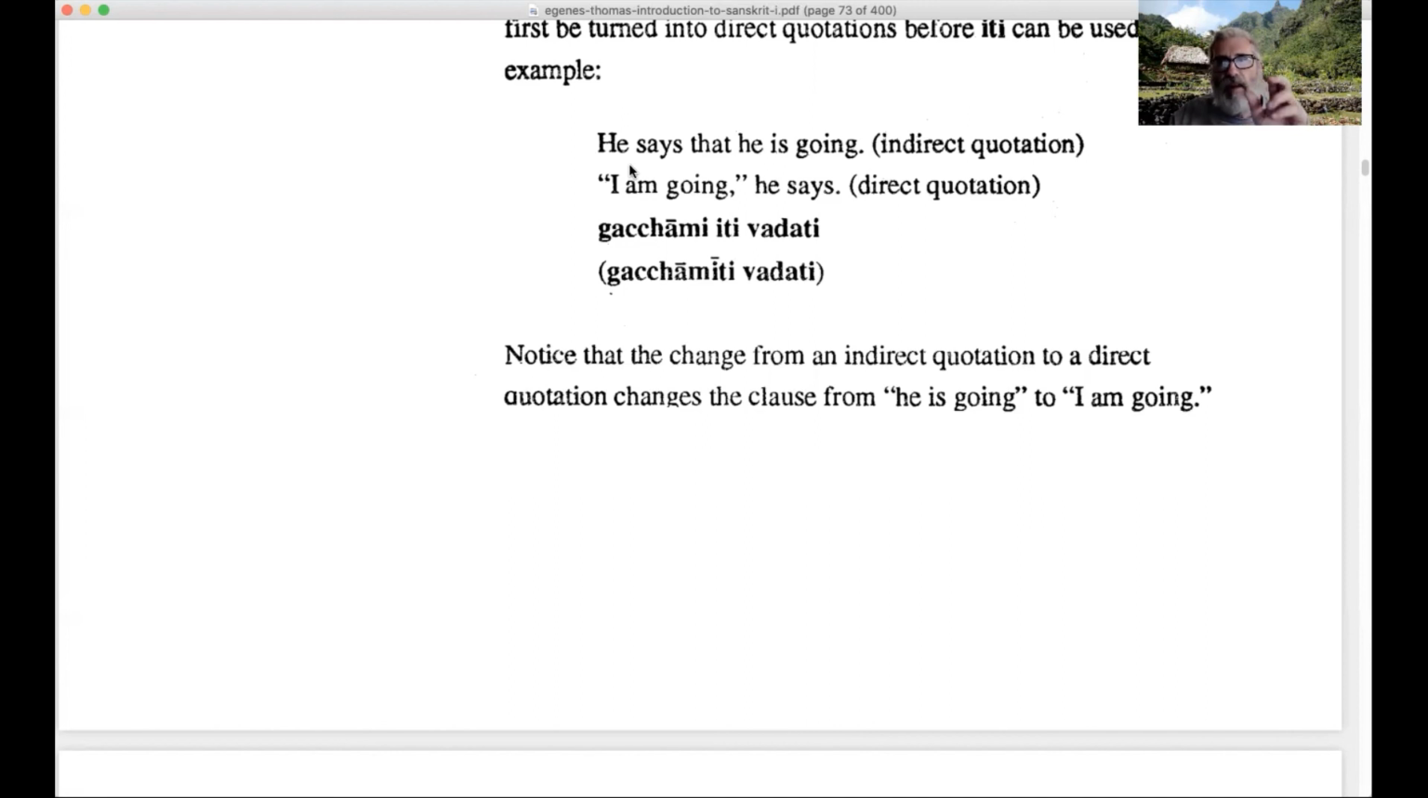We should be very careful when we parse these things, because we have to change them before we add the ending, in order to know which ending to add, either the third person or the first person, to the Sanskrit verb. We have to first of all change from indirect to direct quotation. So when we see he says that he is going, we have to first change it to, he says, I am going. He says thus, I am going, quote unquote, I am going. That way we'll say gachami instead of gachati, right? I hope that's clear. Okay, that's pretty clear.